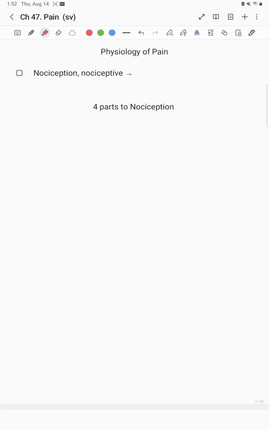7, we're going to look at pain and the physiology of pain. The fancy word for our nerve pain fibers is nociception or nociceptive fibers, right? These are the pain fibers.